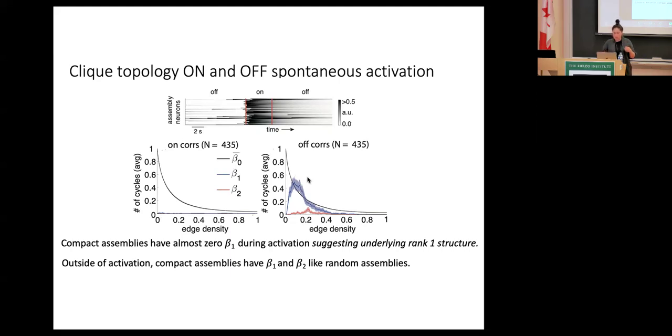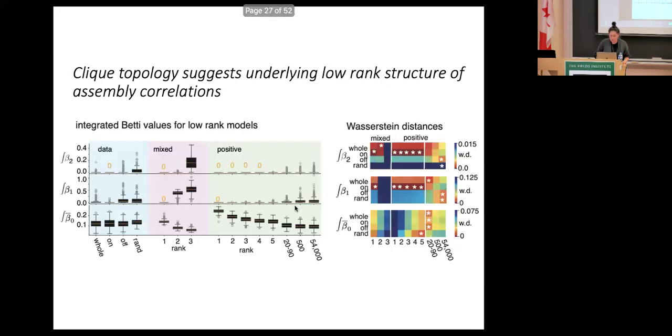However, these real assemblies, when we look at their correlations outside of activation, look like the random assemblies, right? They have on average much more Betti 1 and Betti 2. So what that's saying is that outside of these moments of time where the assembly is activated together, those neurons are just acting the same as any other neurons in the brain, kind of randomly. So that's interesting.